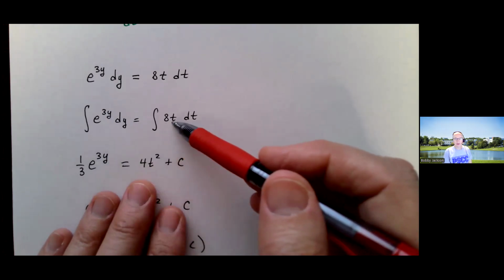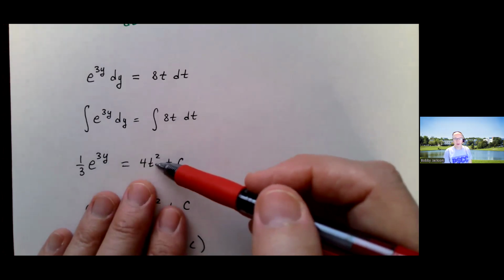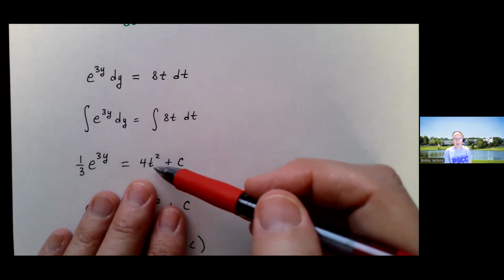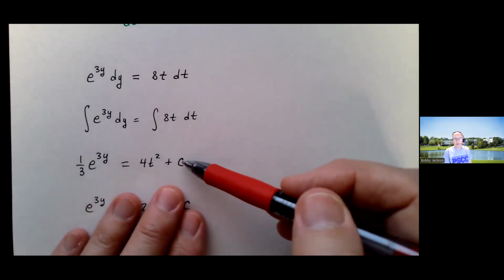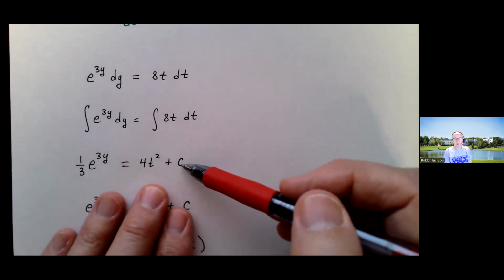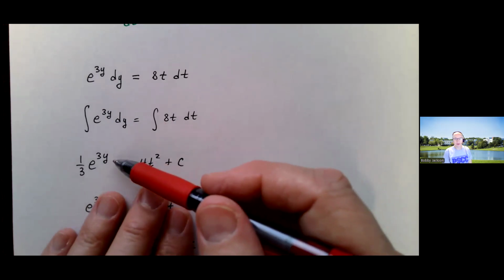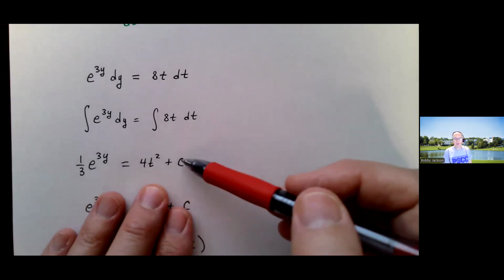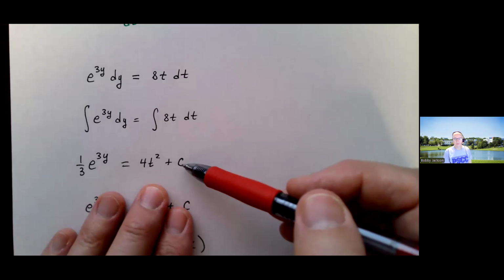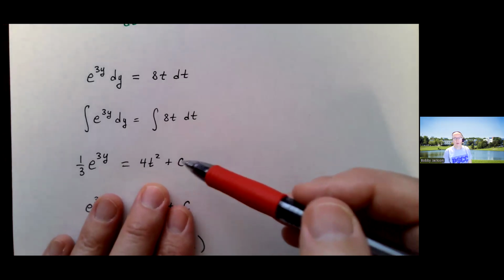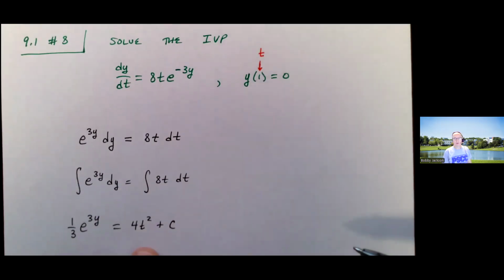The antiderivative of 8t is 4t squared. Hopefully that's easy to see by the power rule. And then I'm going to add my constant, remember, here on the right. Again, it's the constant over here on the left minus the one on the right gives me this constant. Okay, so now what do we want to do? We want to solve explicitly for y, and then we'll apply the initial condition.